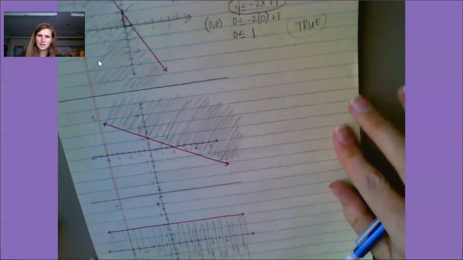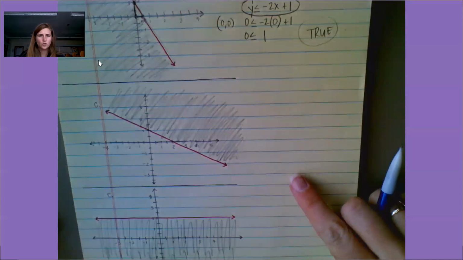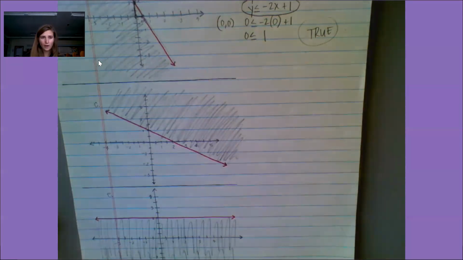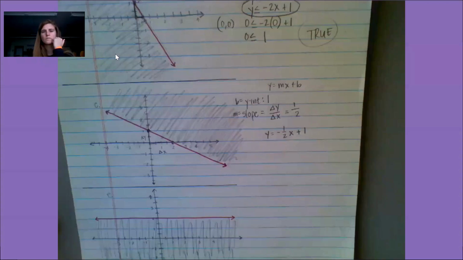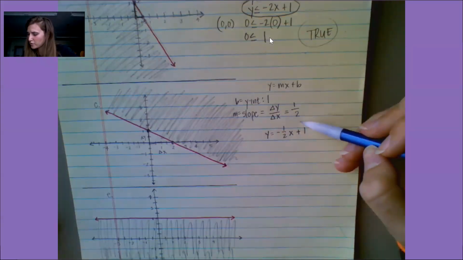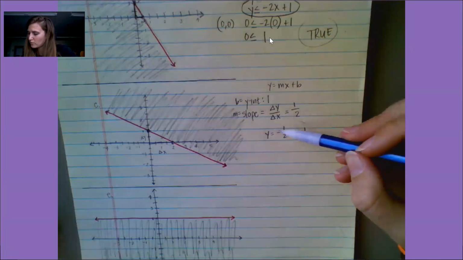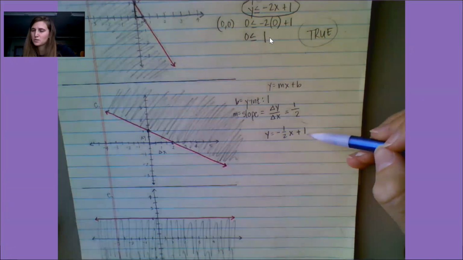Okay, let's give this one a try. I want you guys to pause the video and try and figure out the boundary line equation. And then come back when you're ready and we'll go through it. All right, so you should have found your boundary line to be y equals negative 1/2 x plus 1.